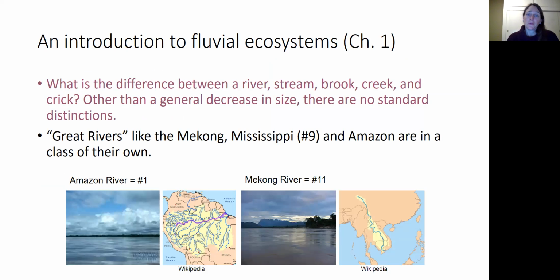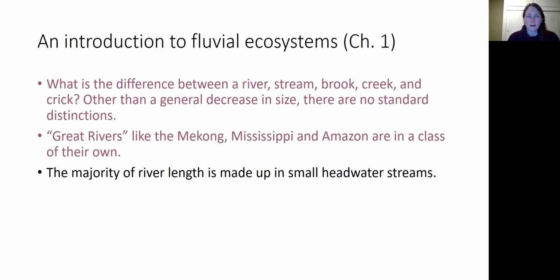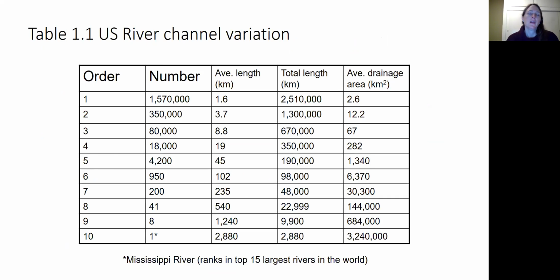There are some really big rivers like the Mekong, the Mississippi, and the Amazon River. These are rivers in a class of their own. The largest river on Earth is the Amazon. The Mekong is a really interesting river. It's number 11. Mississippi is number 9. The majority of river length, however, is made up of small streams, what are called headwater streams, the very tippy top of the watershed. And so here is a table that shows river channel variation.